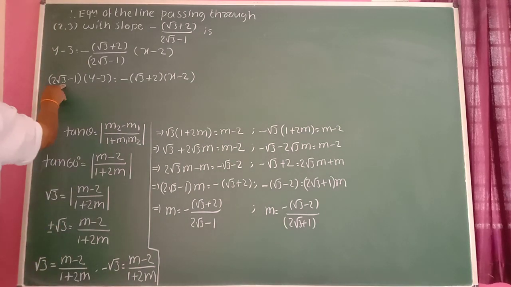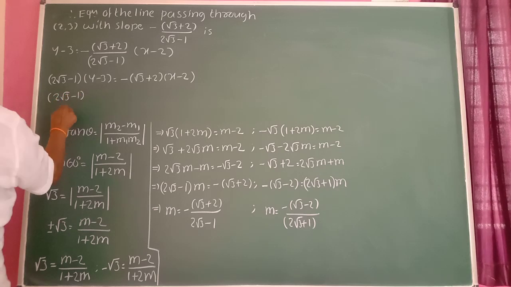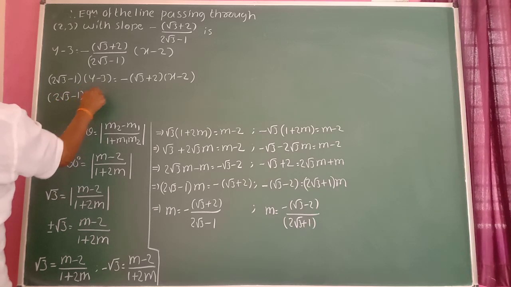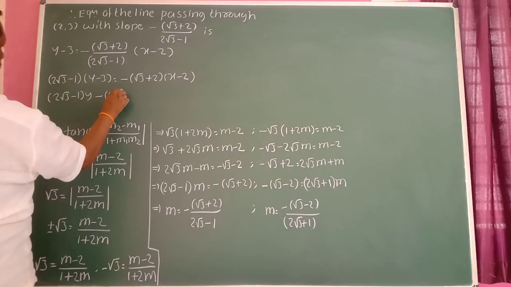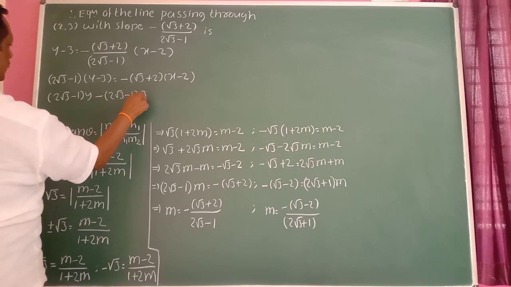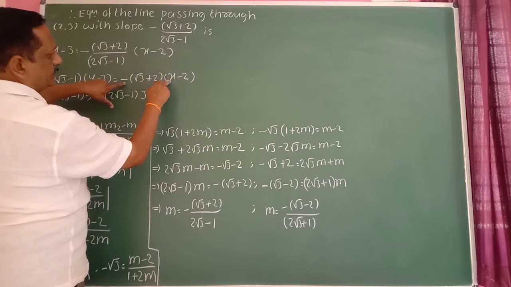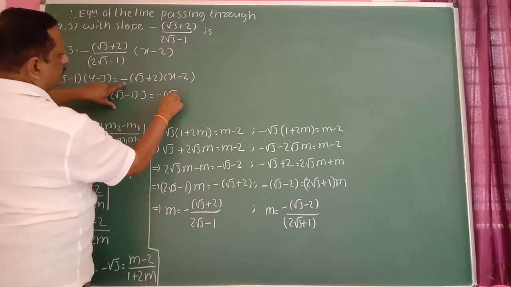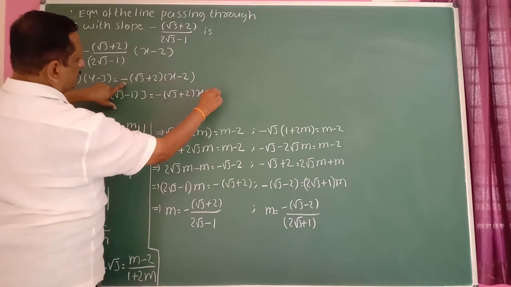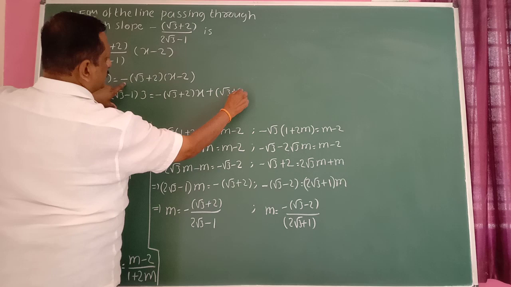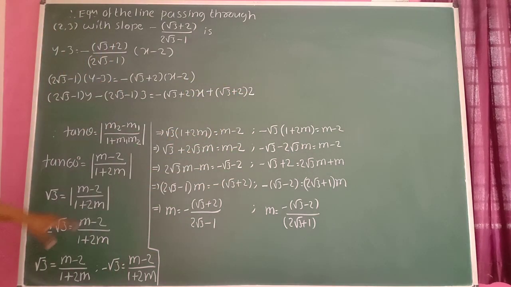Now take this term inside the bracket. So (2 root 3 minus 1) into y. Minus sign is this into this: (2 root 3 minus 1) into 3 is equal to minus of this term into this, minus of (root 3 plus 2) into x. Minus into minus becomes plus, (root 3 plus 2) into 2 into 2. Now take the term to the left side.